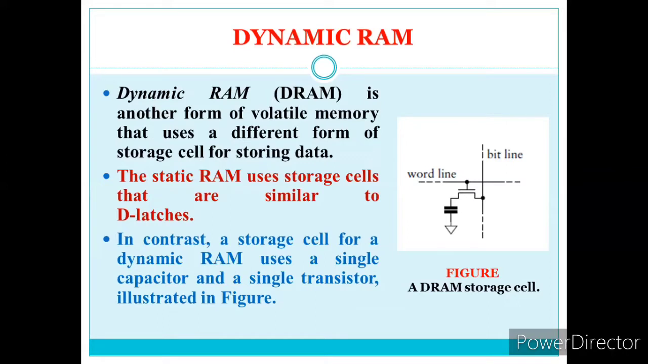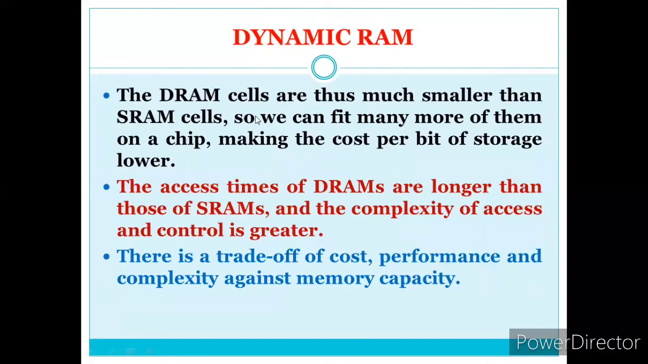Static RAM uses storage cells that are similar to the D latch, which we studied in the previous session. But in contrast, a storage cell for a dynamic RAM uses a single capacitor and a single transistor, as illustrated in the figure. If you observe, this is the configuration of a DRAM storage cell, where it consists of a capacitor and a transistor connected to a word line and a bit line here.